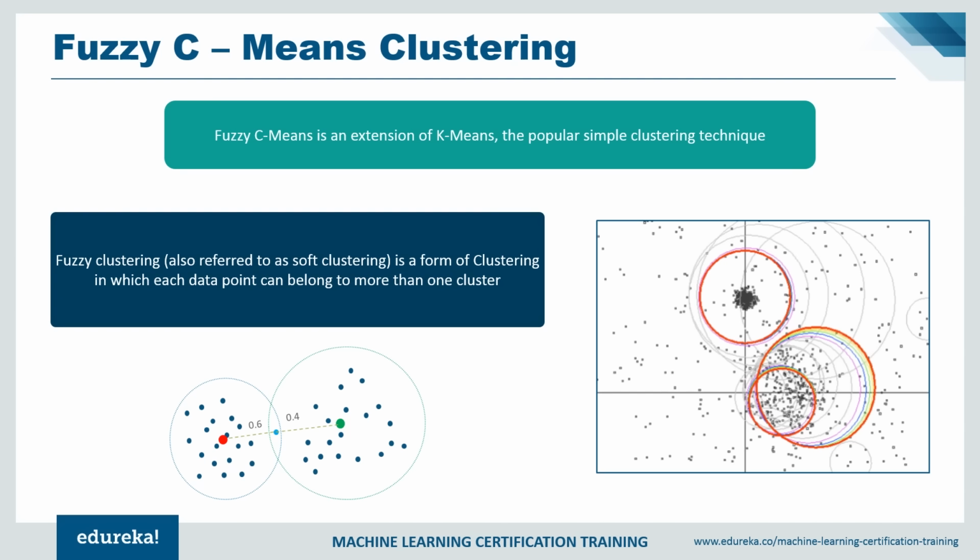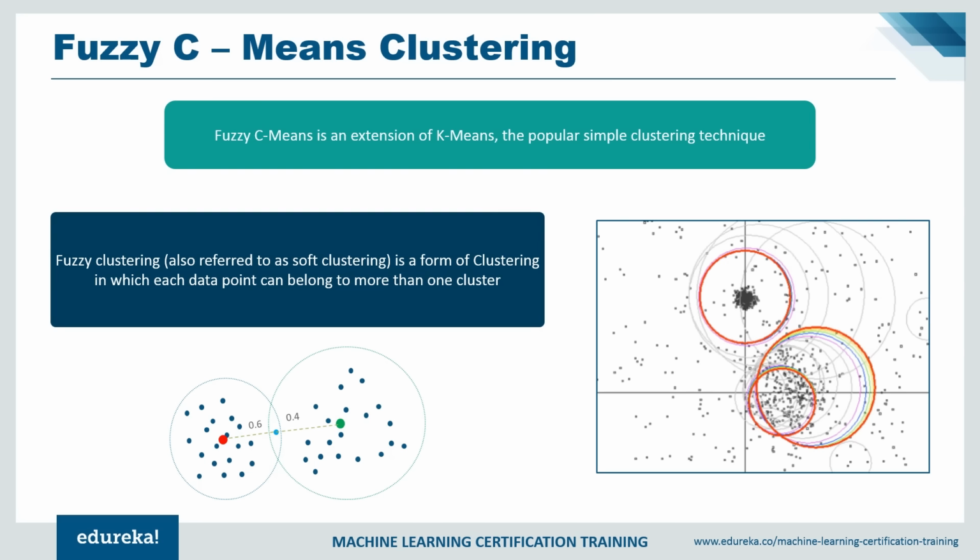Now let's understand what exactly fuzzy c-means clustering is. Fuzzy c-means is an extension of k-means clustering, the popular simple clustering technique. Fuzzy clustering, also referred to as soft clustering, is a form of clustering in which each data point can belong to more than one cluster. K-means tries to find hard clusters where each point belongs to one cluster, whereas fuzzy c-means discovers soft clusters. In a soft cluster, any point can belong to more than one cluster at a time with a certain affinity value towards each.